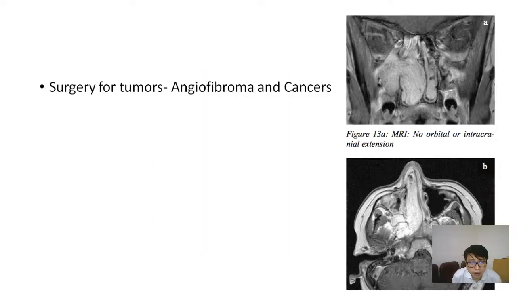Then coming to surgery of the tumors of the paranasal sinus, the benign tumors we most commonly encounter here are the angiofibroma or inverted papillomas, and the malignancy we most commonly encounter is the maxillary sinus carcinoma. So this picture is just to show that there is an angiofibroma involving the nasal cavity, and then the pterygopalatine fossa, infratemporal fossa. Usually it doesn't involve the maxillary sinus, it goes behind the maxillary sinus.